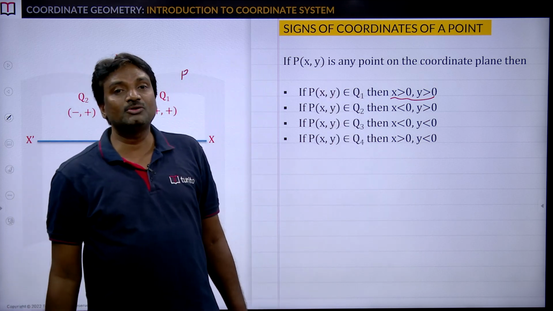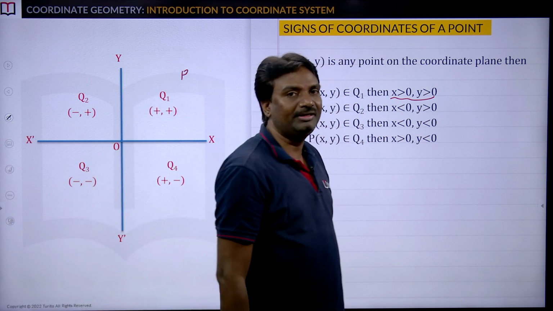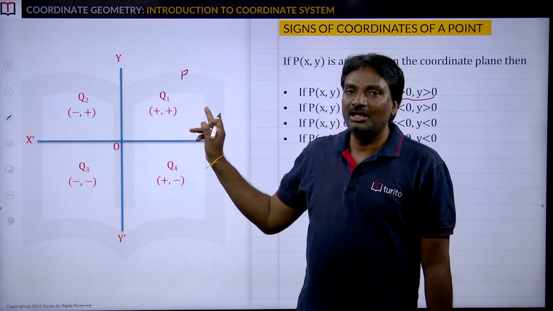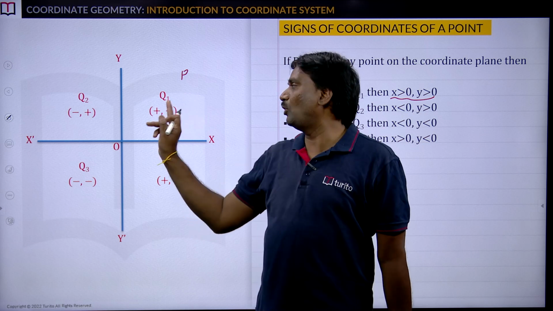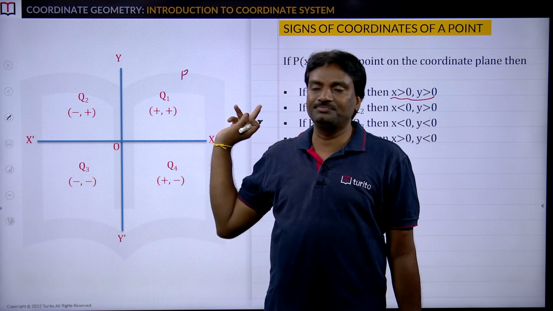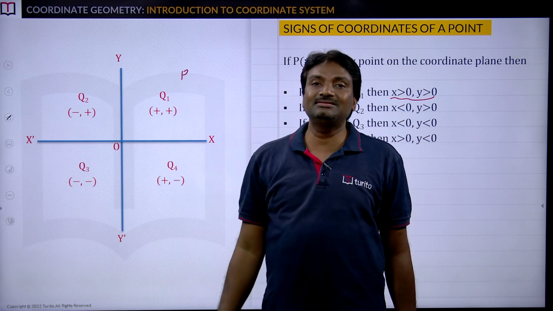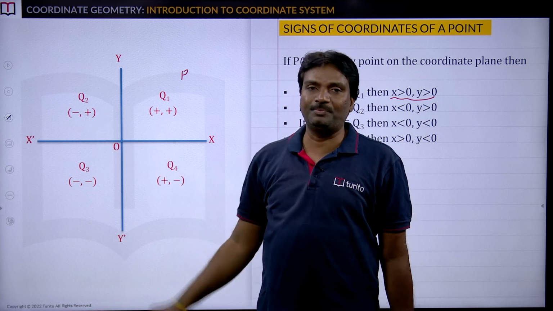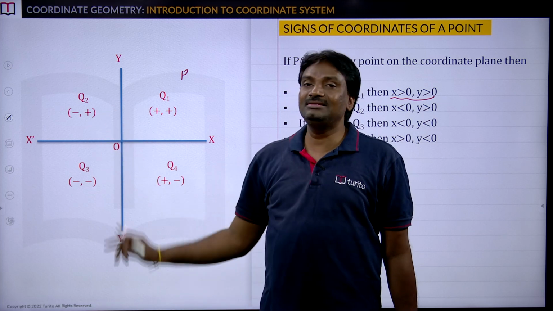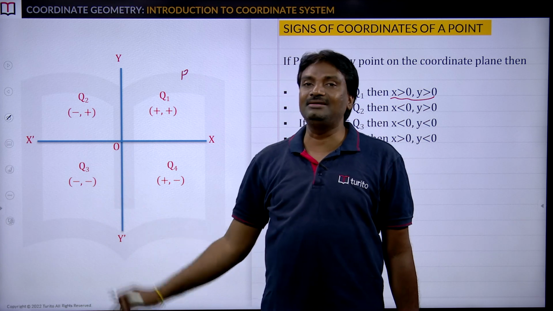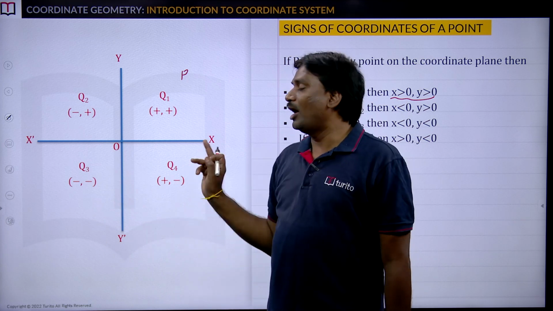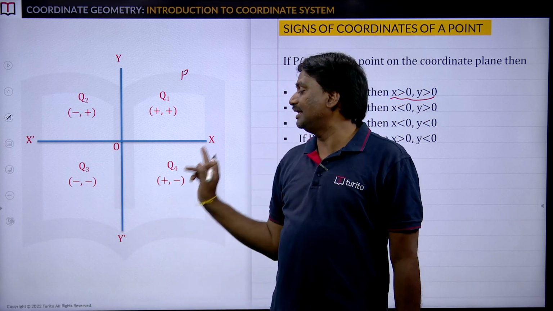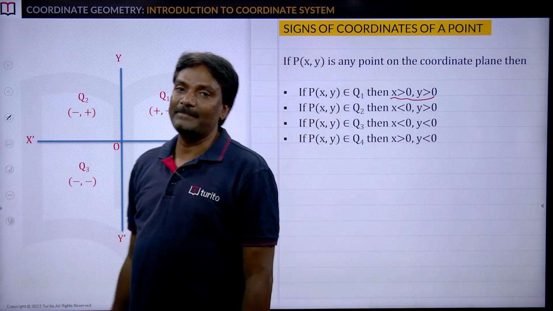So with respect to the quadrant, we can take the signs like this. If the point P lies in the first quadrant, you can take plus comma plus. If the point P lies in the second quadrant, you can take minus plus. If the point P lies in the third quadrant, you can take the signs as minus minus. If the point P lies in the fourth quadrant, then you can take plus comma minus.